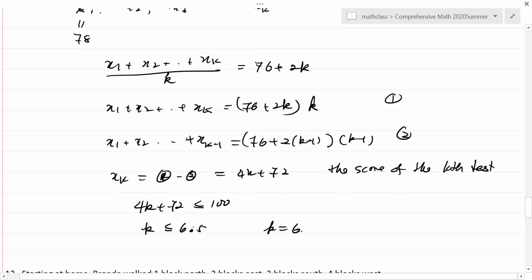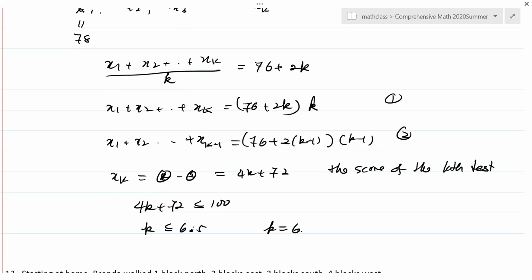So after the k-th test, in order to keep the mean score rising 2 more points, the score you would need on the 7th test should be more than 100 points. That's impossible. So once you get k, you can figure out the answer. The mean is going to be 88.